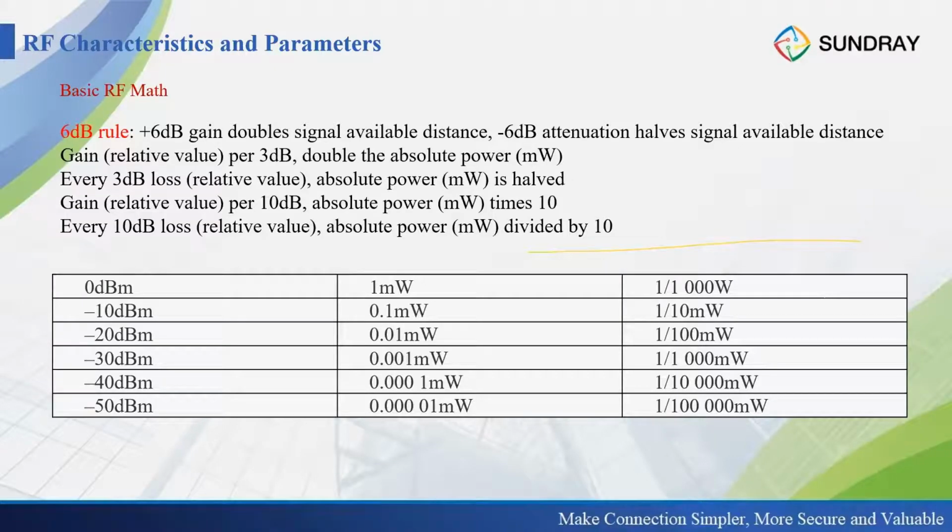So this 3 dB, 6 dB, and 10 dB rule can help us to calculate the dBm from the milliwatts very fast. But if you want to just use the law and that formula, it's not convenient because usually we don't remember it, and we mostly need to use a calculator for that.